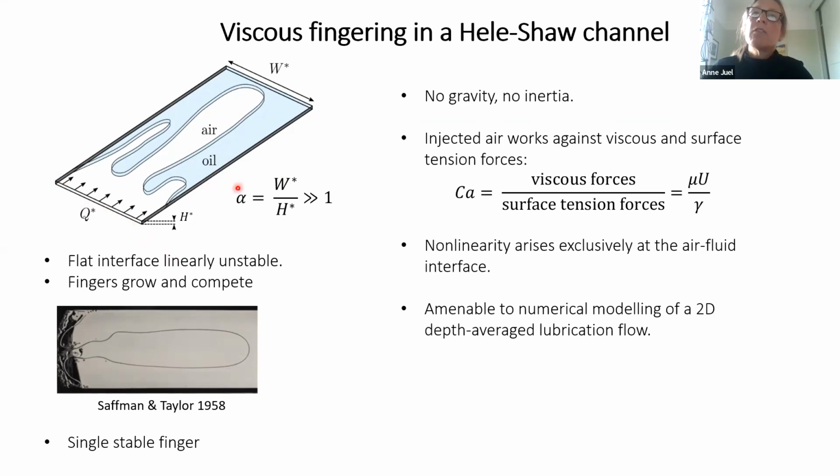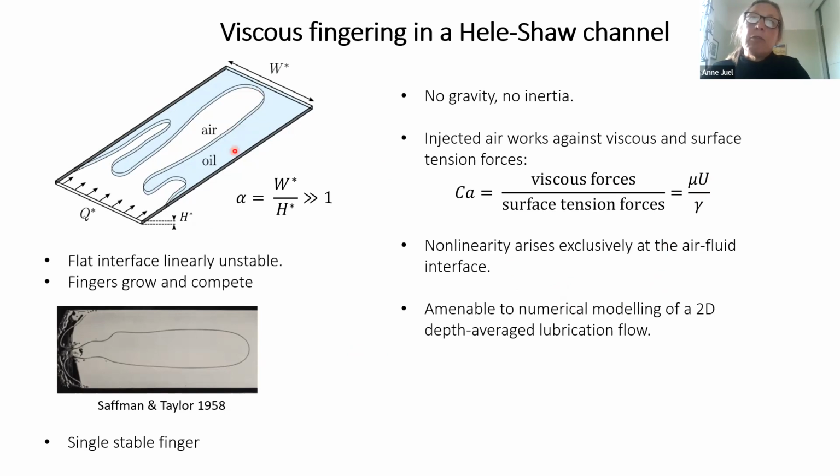So in a system like that, you have no gravity, no inertia. And essentially, the physics are reduced to the injected air working against viscous and surface tension forces. So the natural parameter here is a capillary number, which essentially gives you a measure of the ratio of viscous to surface tension forces, and it tends to be proportional to a characteristic speed in the system, say the speed of the fingers.